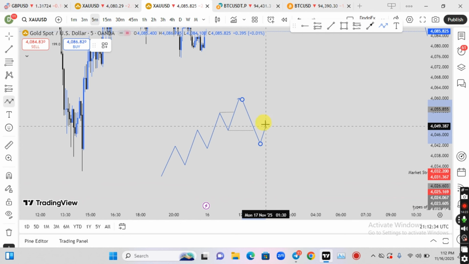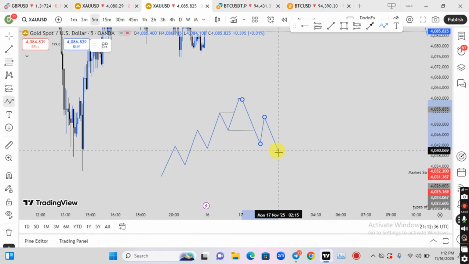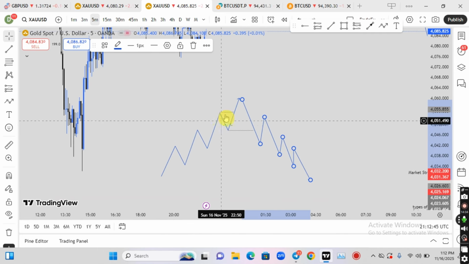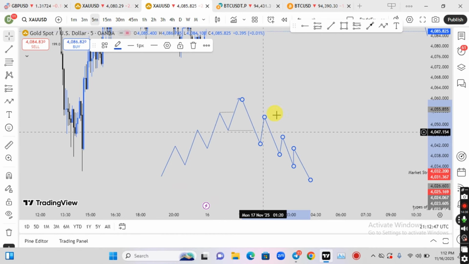That means the market is about to change direction. It will now start selling. You getting me right? That means the buyers are no longer in control of the market. The sellers are in control of the market now.